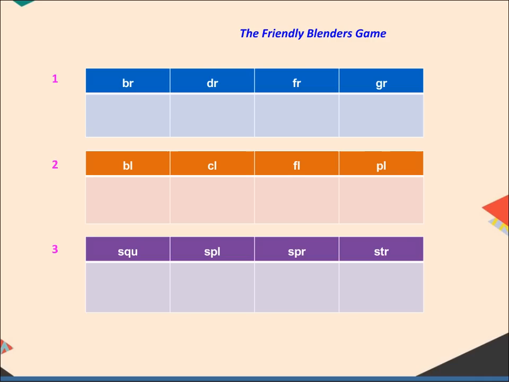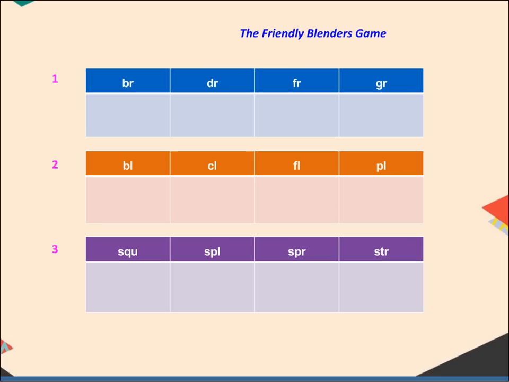So a game you can play with these blends is, for example, just on your whiteboard, you can write the first four boxes there, br, dr, fr, gr. And as a warmer one day, the students have to try and think of as many words as they can with these combinations. So I'm sure you can immediately think of some. For example, we've got, anyone want to write anything in the chat box? I don't know. We've got brown, bring, draw, drink, frog, green, and so on.